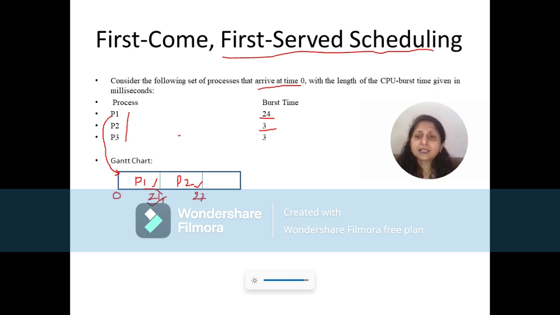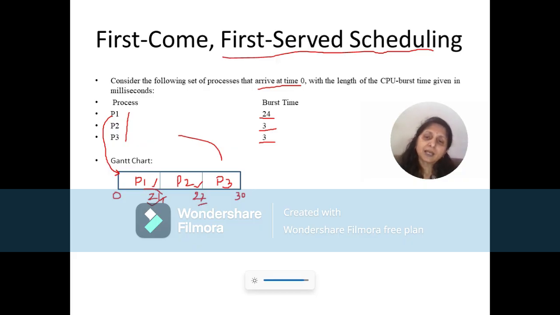Which is the next process which will get the chance to get inside the CPU? The next process is process P3. What is the burst time of P3? The burst time of process P3 is 3. P3 gets the chance to get inside the CPU at time 27 and it will be executing for 3 milliseconds. So what time will it be completed? 27 plus 3 is how much? 30. So P3 will be completed at time 30.